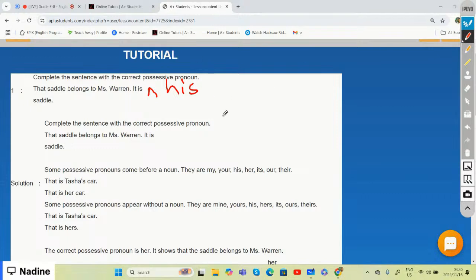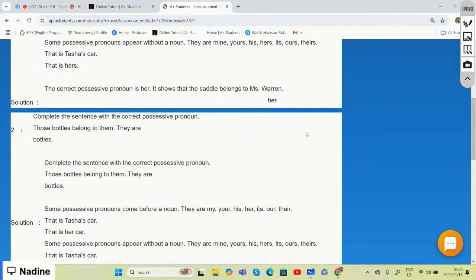All right. So if we look at another example, not even an example, more like an activity. It says those bottles. So bottles are things. So we say those bottles, right? They are bottles. If those bottles belong to them, then whose bottles are they? We need to choose the pronoun.